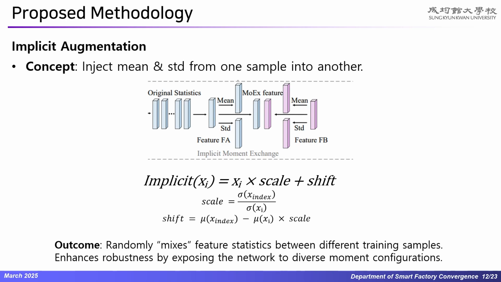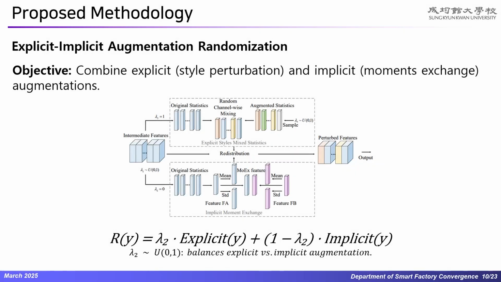So, through these two augmentation strategies, we can have features that go through either the explicit augmentation, which is the artificial perturbations, or implicit augmentation, which is perturbations through other samples, effectively improving robustness of learned features by reducing overfitting. Through the weight of lambda, we ensure each mini-batch sees a broad continuum of styles and statistical distributions.